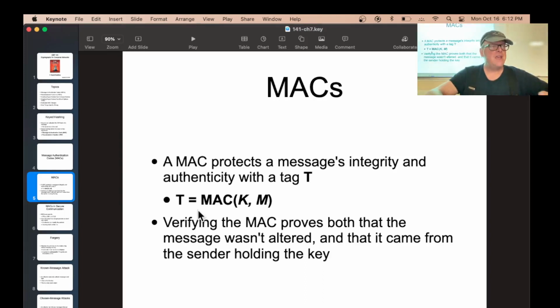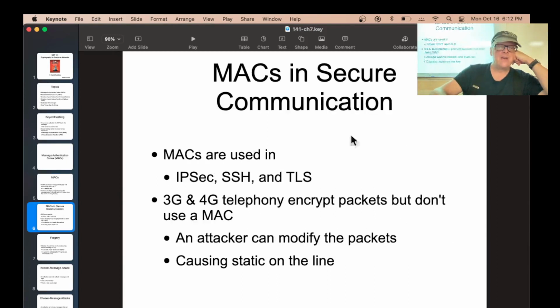So this tag is more than just a hash. It's the hash of a key plus a message, so it proves both that the message has not been altered and that you are the holder of the secret key. So it's authentication and integrity. So that's the game. And they're used in a lot of secure communication: IPsec, SSH, TLS, 3G and 4G telephony.